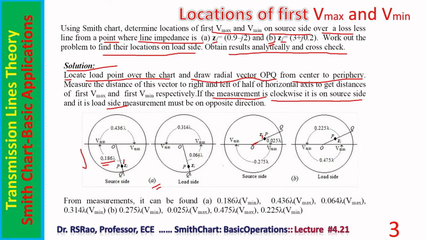It gives V minimum from the load point. In the present case, it is 0.025 lambda, 0.275 lambda. These are distances of V max point and V minimum point from load point on source side, because measurements are done in clockwise direction. If you measure in anti-clockwise direction, they are shown in the last diagram.